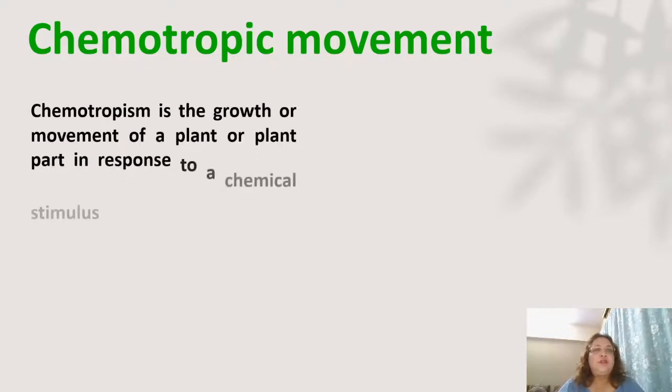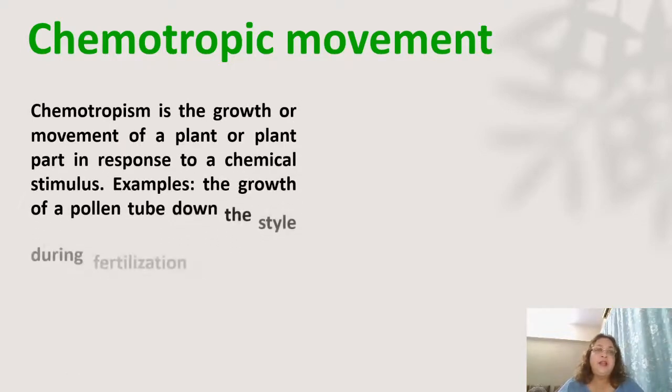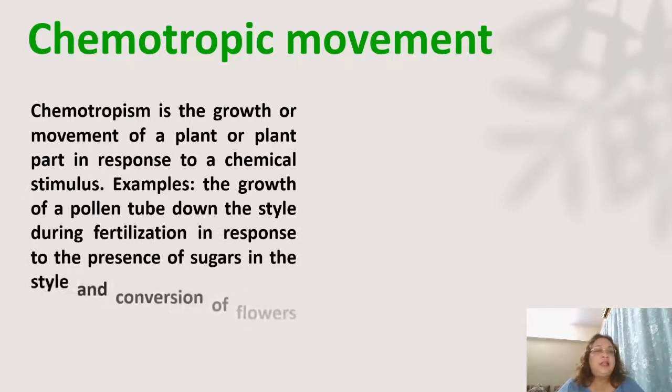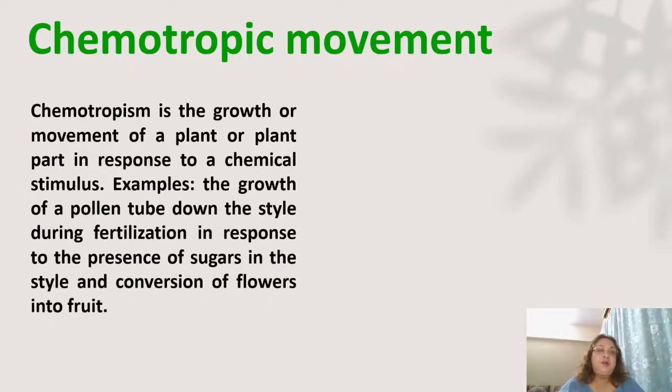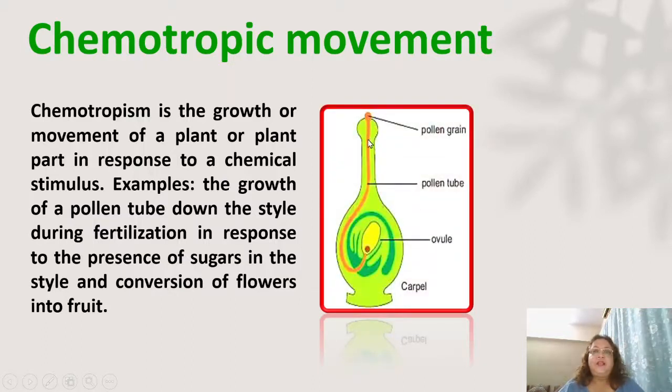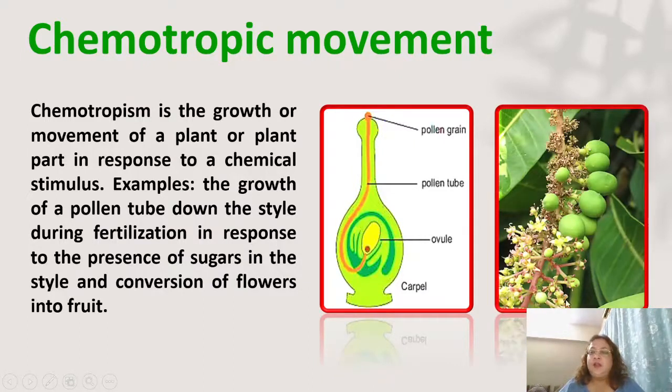Chemotropism is the growth or movement of a plant in response to a stimulus. The growth of a pollen tube down the style during fertilization in response to the presence of sugars in the style is one example, and conversion of flower into fruit is another example. So chemotropism is where the plant moves towards some chemicals. You've already seen this picture of the pollen grain moving towards the ovule, and here you see the flowers of mango turning into the fruit.